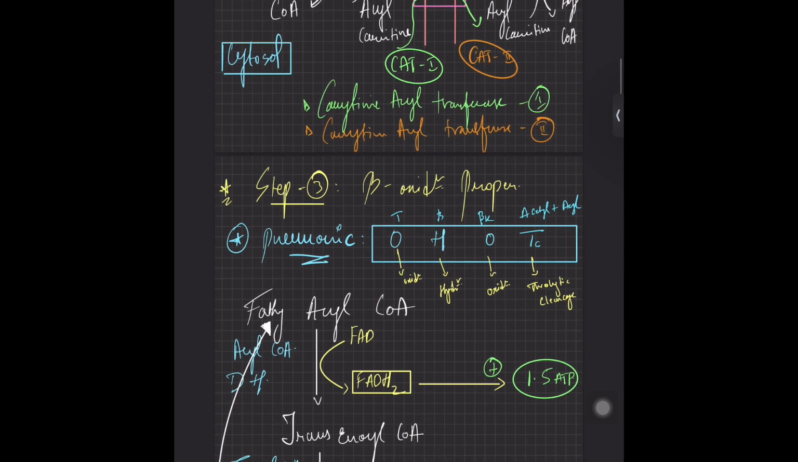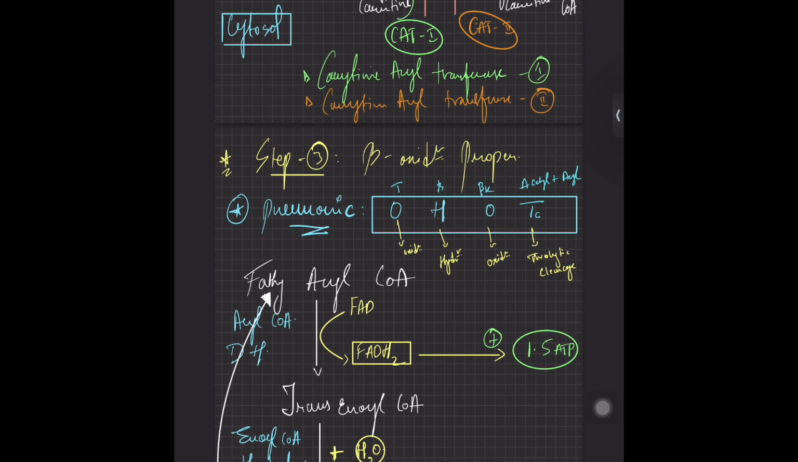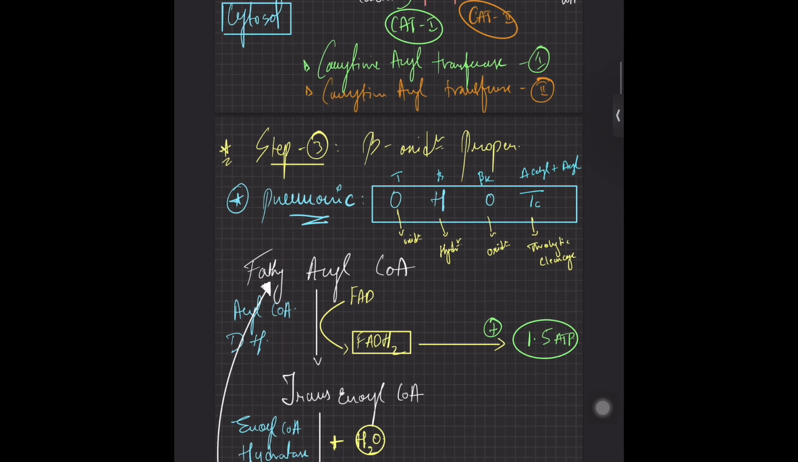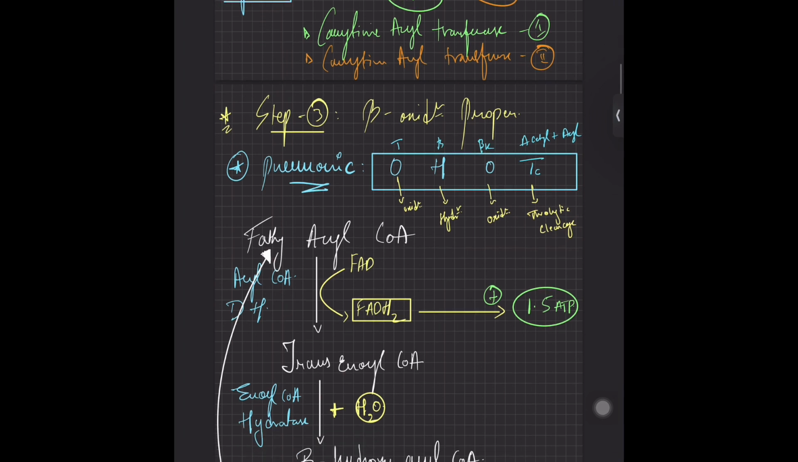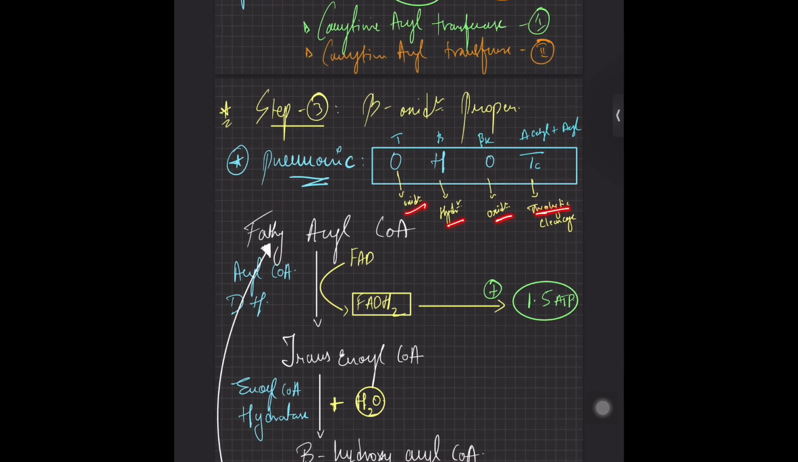Then step 3, beta oxidation proper, wherein there is a mnemonic you can use or you can make your own actually. These are the four basic processes which occur in beta oxidation proper. The first being the oxidation, the second being the hydration, the third being the oxidation again, the fourth being the thiolytic cleavage. It is somewhat mind-boggling, I would say rather. Oxidation, hydration, oxidation, and thiolytic cleavage.